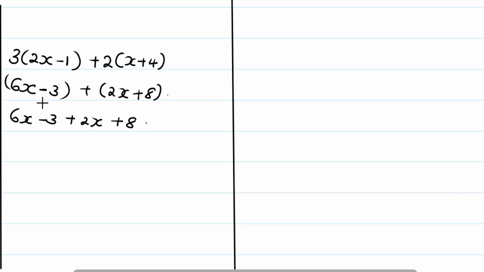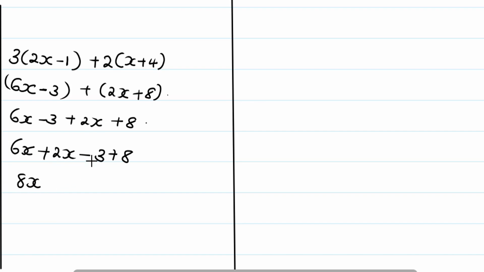Then the next step is to group the like terms together, which will be 6x plus 2x, this one, then minus this 3 here, then plus 8, like that. Then from there, we can add the 6x plus 2x, which will be 8x.